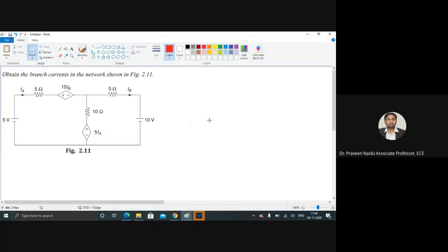Yeah, once it is done, please let me know so that we will start solving. Yes, sir. Completed. Okay, good, good. Okay. So what about other students? Have you completed drawing this figure? Yes, sir. Yes, sir.